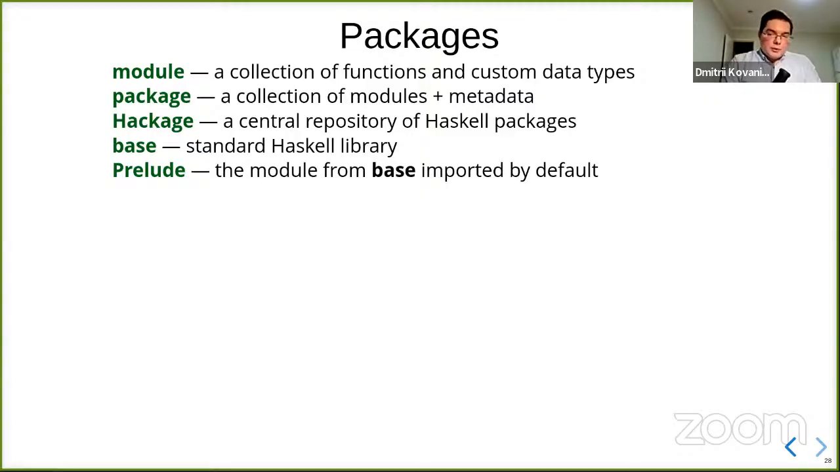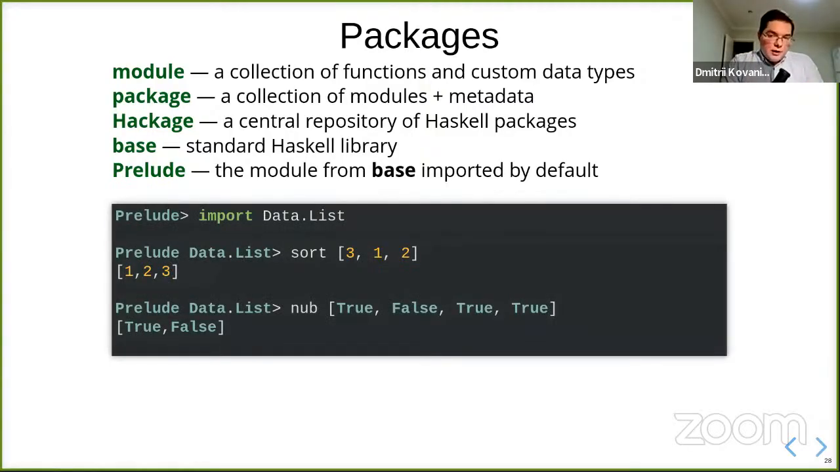There are several special packages. One of them is Base, and Base is the package for the standard Haskell library. It contains lots of modules, which is the standard library of Haskell, and there is a special module called Prelude. And Prelude is a module containing all functions and types available by default. So this is what the Prelude prompt means. When you start GHCi, all the things that are in the Prelude module, it is what you can use without requiring any other modules.